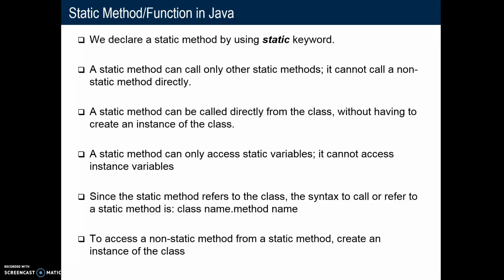A static method can be called directly from the class, and we don't have to create an instance to call the static method if it is in the same class. A static method can only access static variables. We cannot access an instance variable in a static method. Since a static method refers to the class, we can call a static method by using the class name dot the method name.